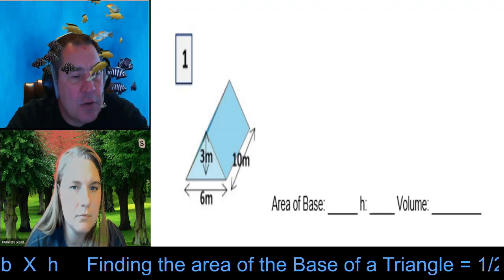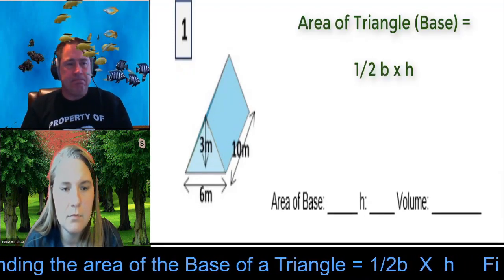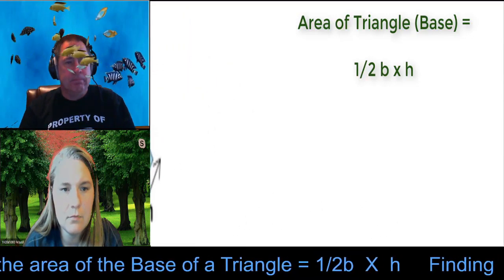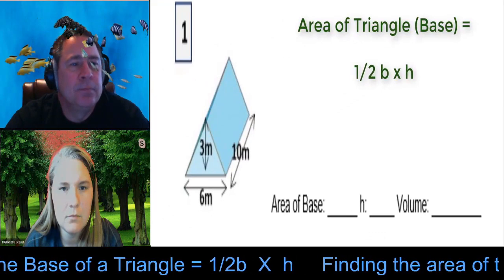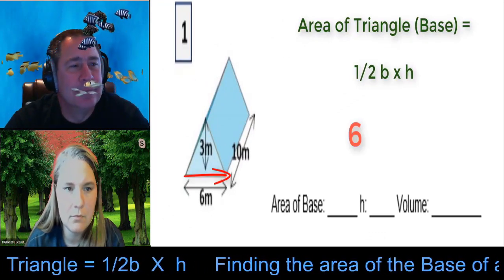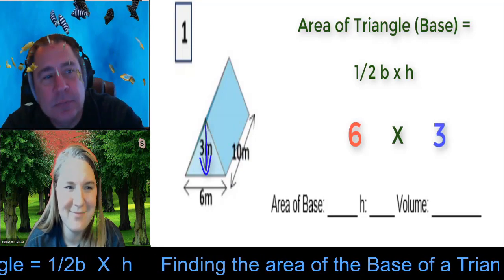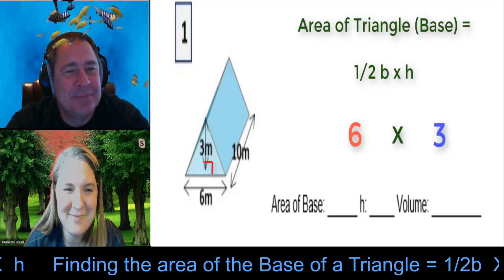And here's this triangle. For triangles, we need to find the area of the base of a triangle. If you remember, our formula is 1/2 base times height. Let's look at the triangle. We have a base of 6 meters and a height of 3 meters. We know the height because it's perpendicular to the base, which means there's a 90-degree angle there.